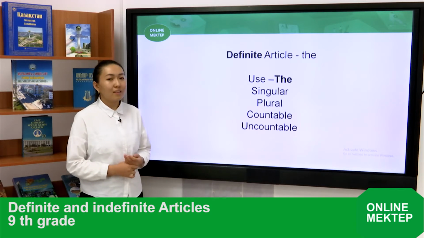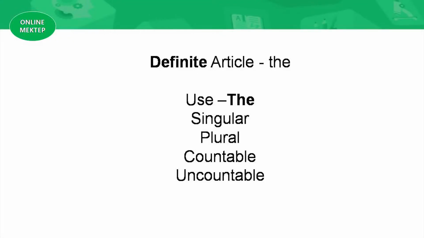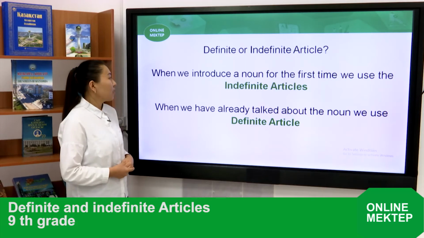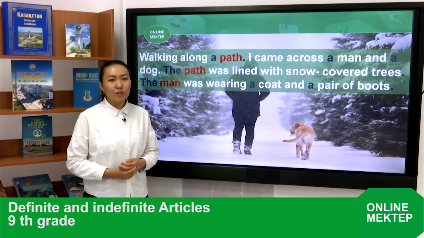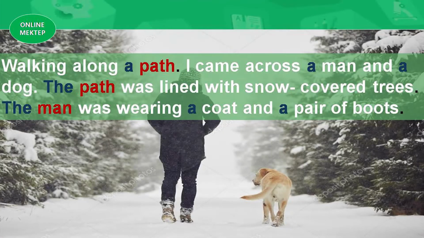Definite article: the. We use the article the for singular, plural, countable, or uncountable nouns, when we are being specific. Definite or indefinite article? When we introduce a noun for the first time, we use the indefinite article. When we have already talked about the noun, we use the definite article. Dear students, now I'm going to tell you a short story. Look at these three sentences.